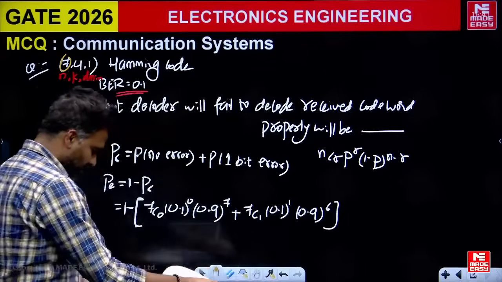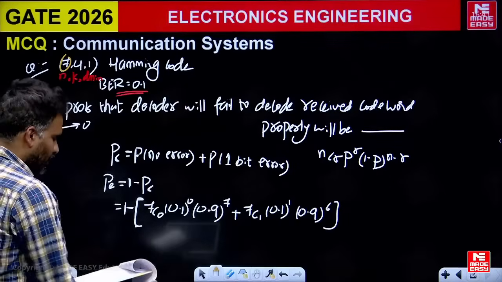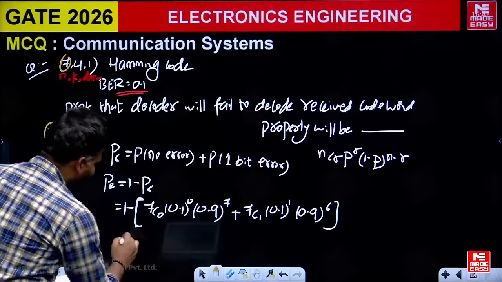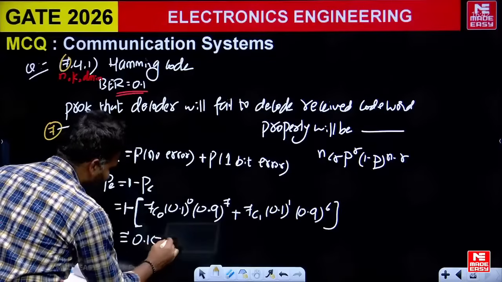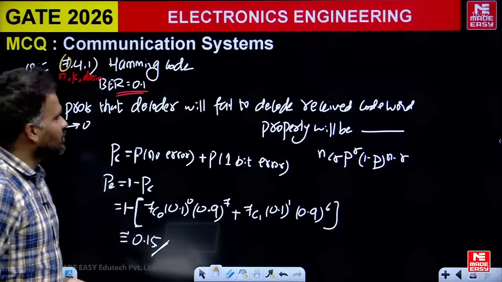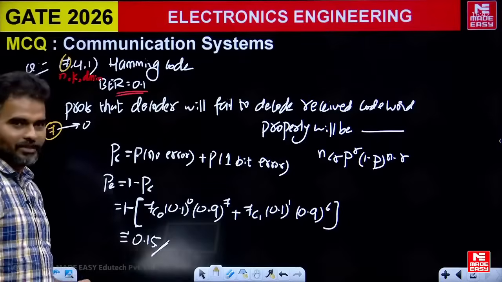And this is 0.9 power 6. So if you compute this, it comes to around 0.15. What is the probability that the decoder fails to decode the received code word properly? That is, there is a 15% chance of that.